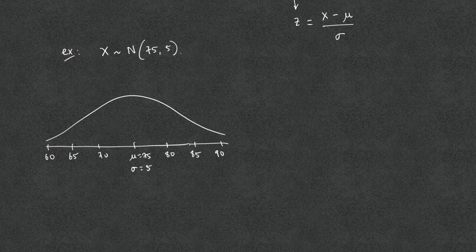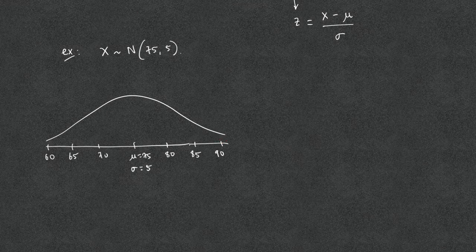Now, according to the 68, 95, 99.7% rule, we know that 68% of students' scores are between 70 and 80. We know that 95% of the students' scores are between 65 and 85, and 99.7% of the students score between 60 and 90.